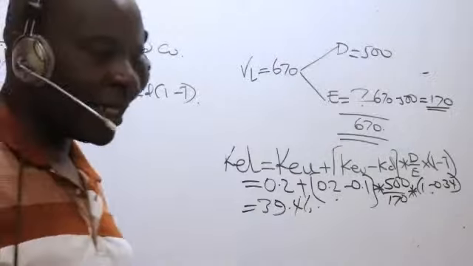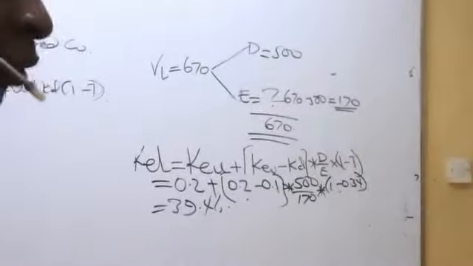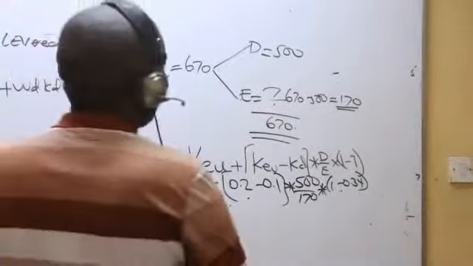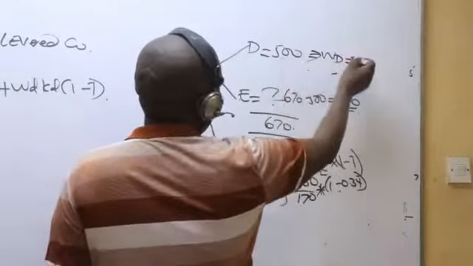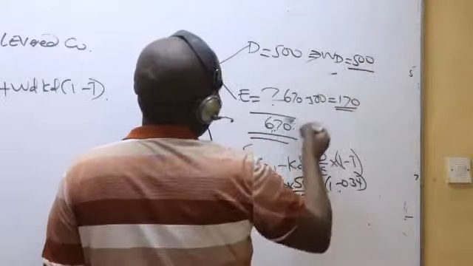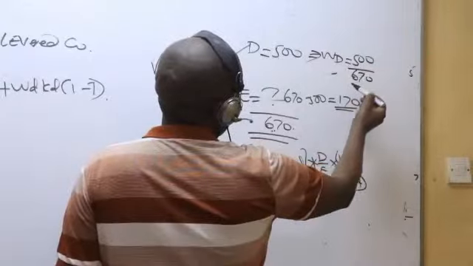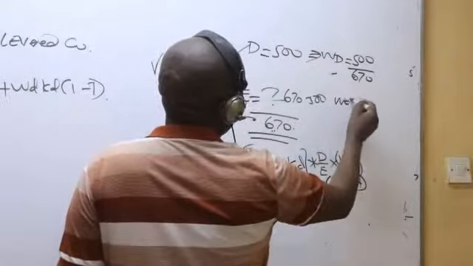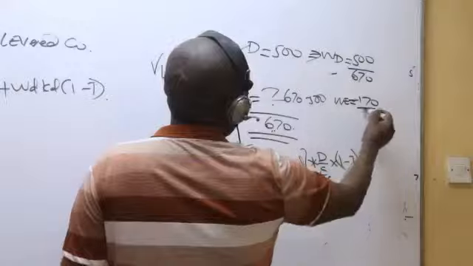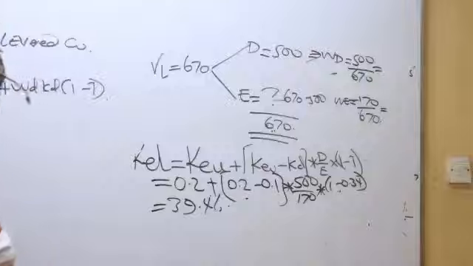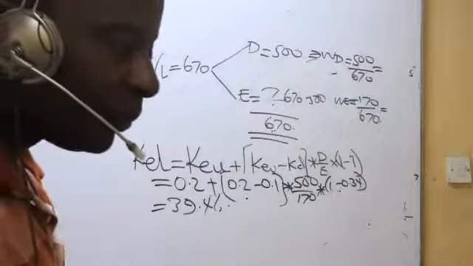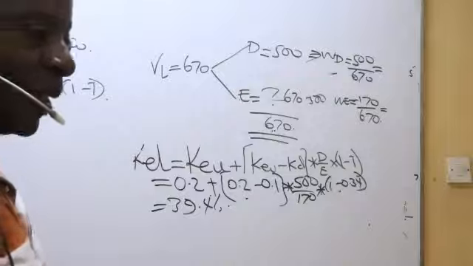Already you can see the weights are there. Thank you very much. So out of this, I should be able to get the weights. Like now here, look at this. Weight of debt of a levered firm will be 500 divided by 670. How about weight of equity? It will be this 170 out of the total value. Two decimal places, please. Give me those weights.